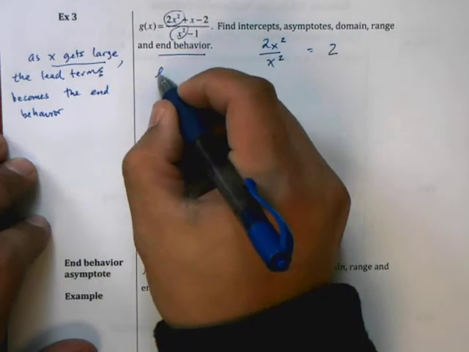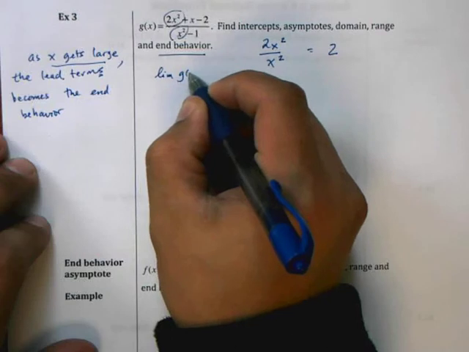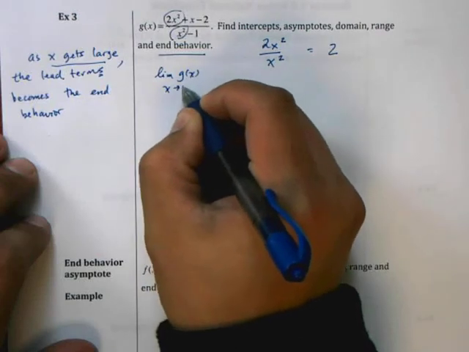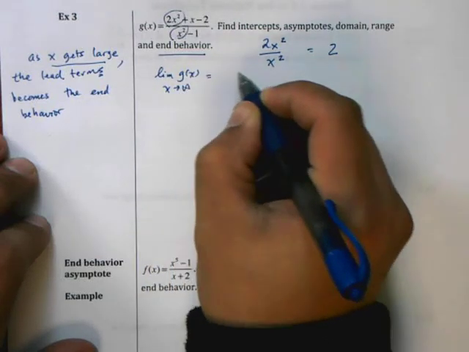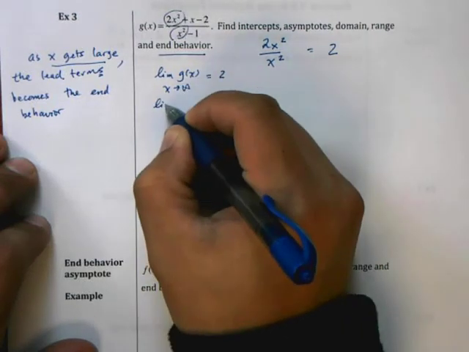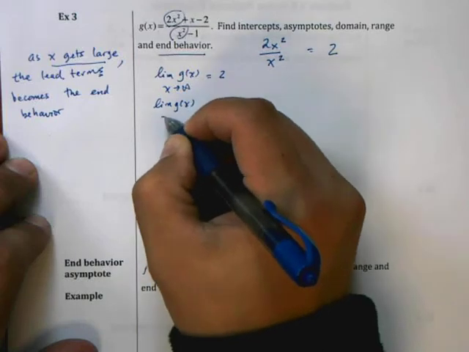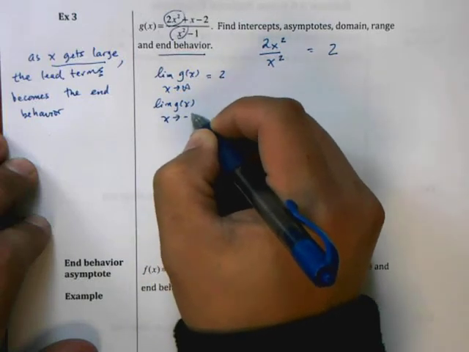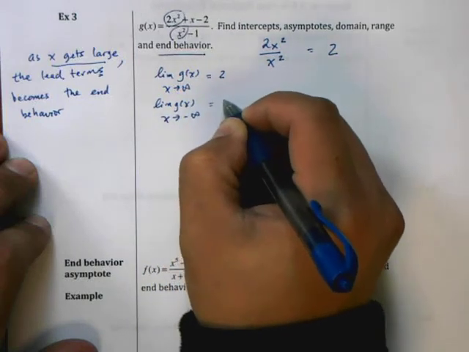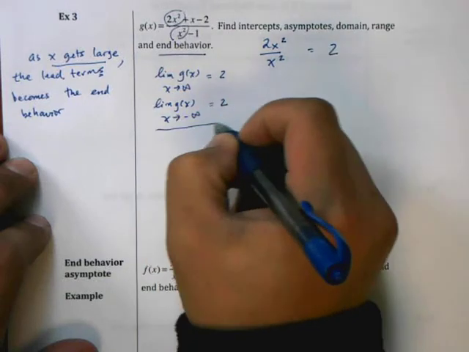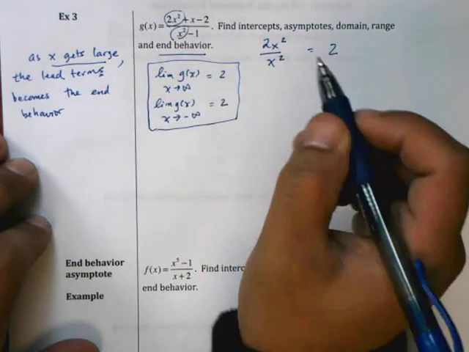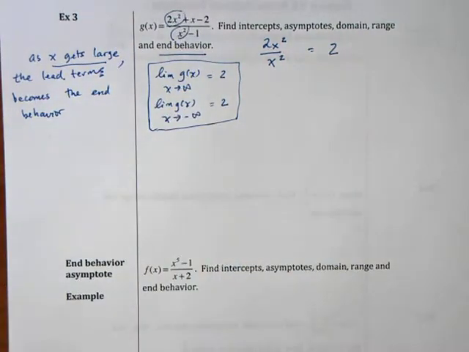So we can say that the limit of g of x as x approaches infinity is going to be equal to 2. And the limit of g of x as x approaches negative infinity is also going to be equal to 2. Okay, so this captures the end behavior, and it also tells us the horizontal asymptote. For rational functions, those two are the same thing. Now let's take care of some other stuff here.